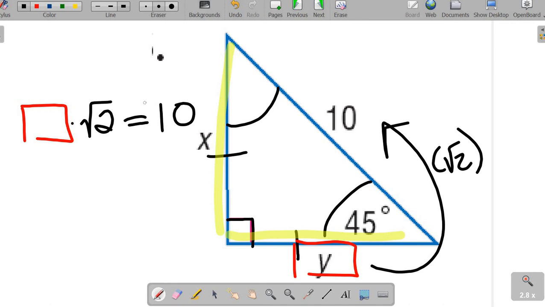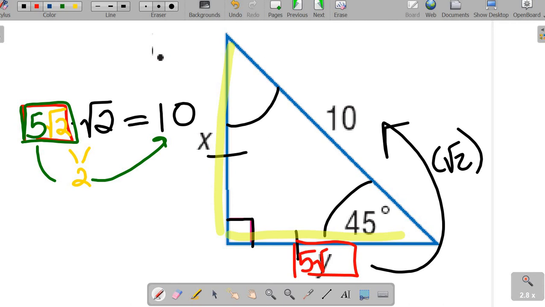Now you can see why we did all those radicals the very first day of school. Something times root 2 is 10. Let's backtrack. You know you need a root 2 to get rid of the radical. Root 2 times root 2 is 2. You ask yourself, what times 2 is 10? The complete answer here is 5 root 2. And since the legs are equal, x is also 5 root 2.